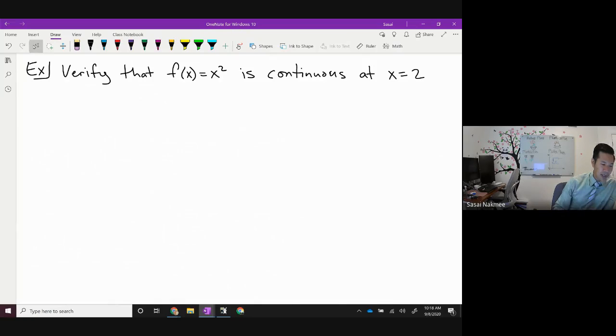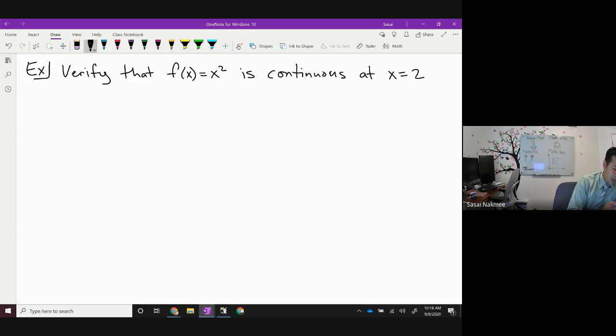Okay, so let's verify that f of x equals x squared is continuous at x equals 2, right? Let's verify that this thing is continuous at x equals 2. I know some of you guys are like, come on, I already know this thing is continuous. It's a parabola, right? But let's go with the definition of continuity, right? Let's go with the definition of it. So I have this function here, f of x equals x squared.